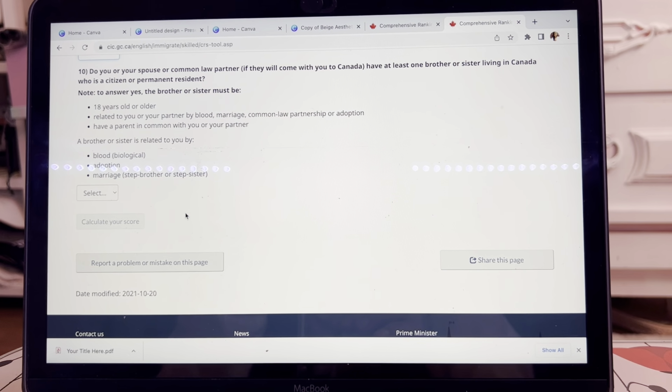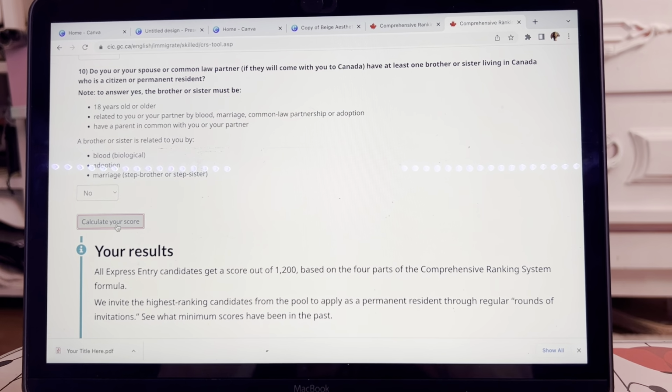And then, do you or your spouse or common law partner have at least one brother or sister living in Canada who is a citizen or permanent resident? So I have a relative here, which is my auntie, but it is not my spouse or common law, so I will not get additional point for this. So this is a no. And there, let's calculate my score.